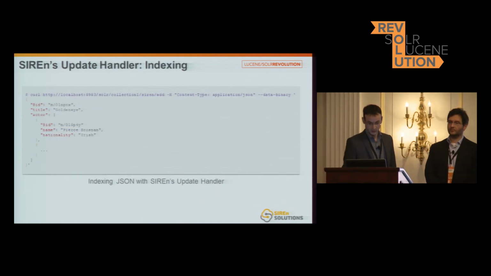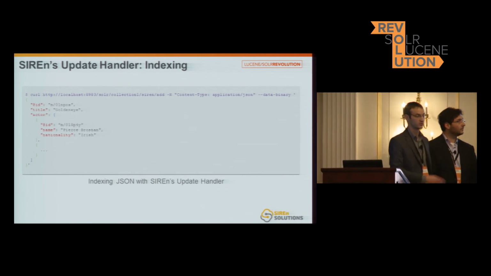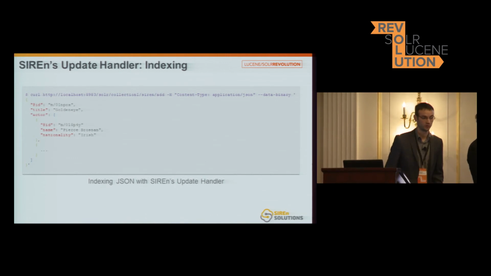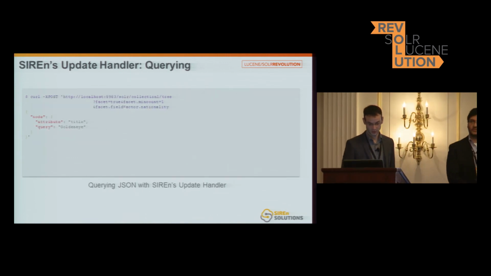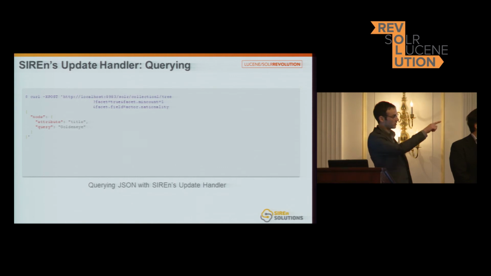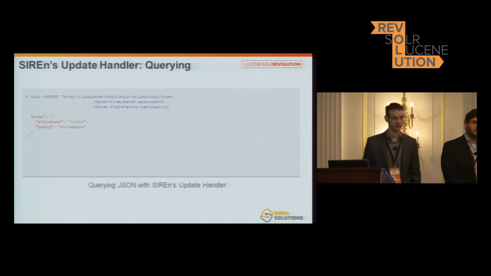Given this, now you can just push. This is a request to the update handler of SIREn. You can push a full JSON document directly, and it will take care of indexing it for you. And then you can start querying it. Here you have a node query, which is a specific operator of SIREn, but you can also see that you can use the facet field actor nationality that has been automatically extracted by the update handler.